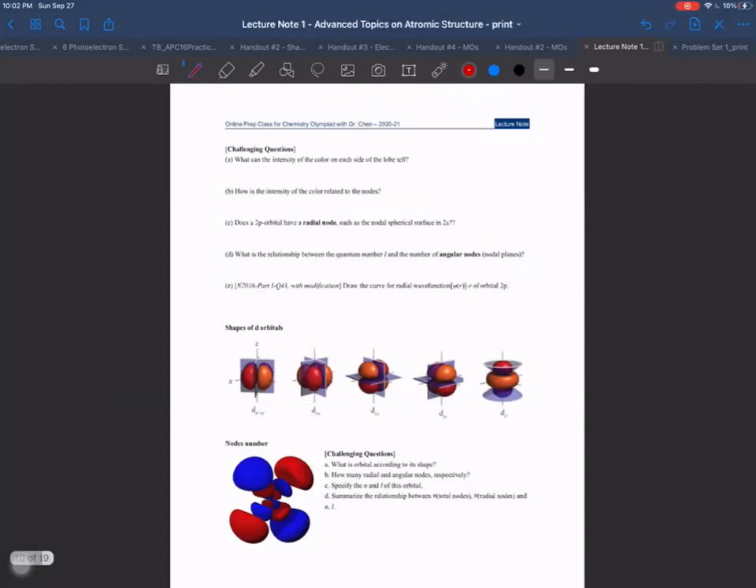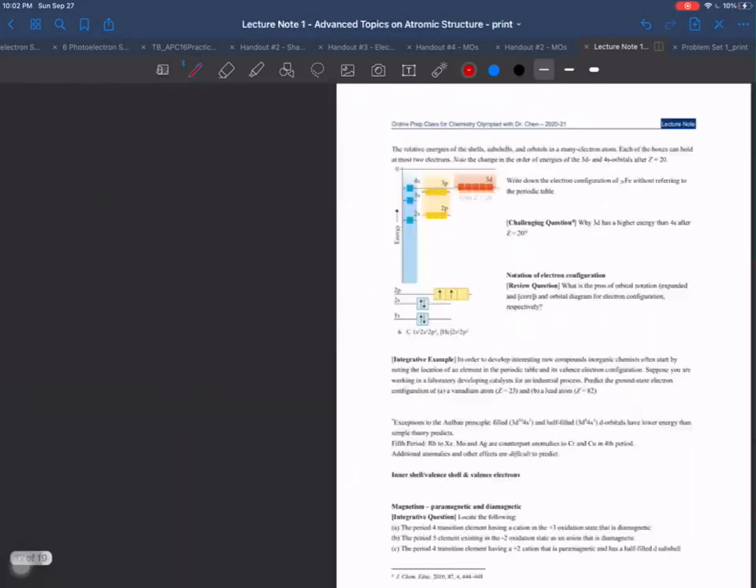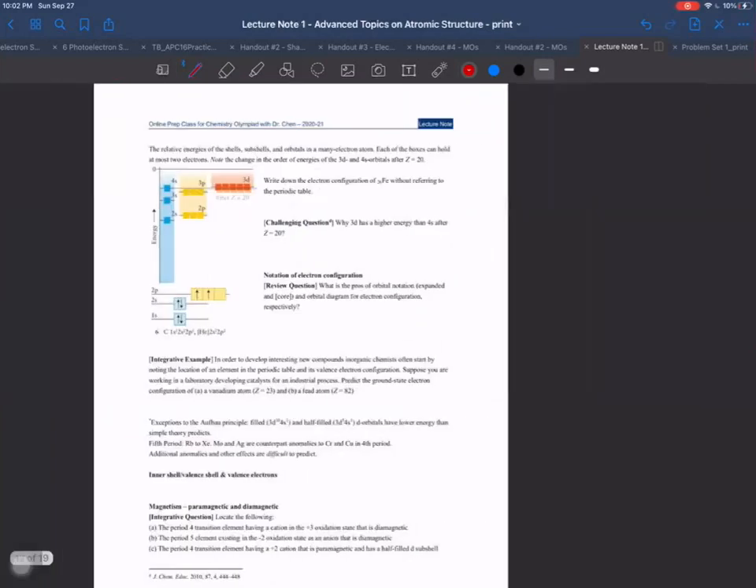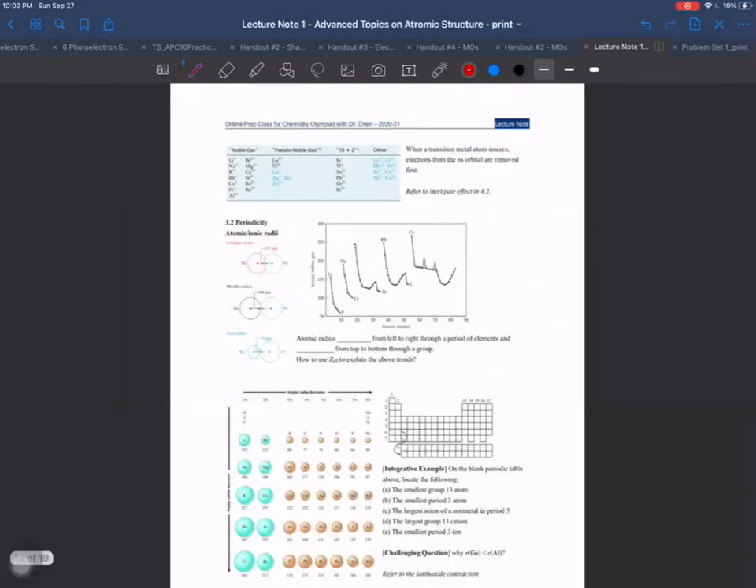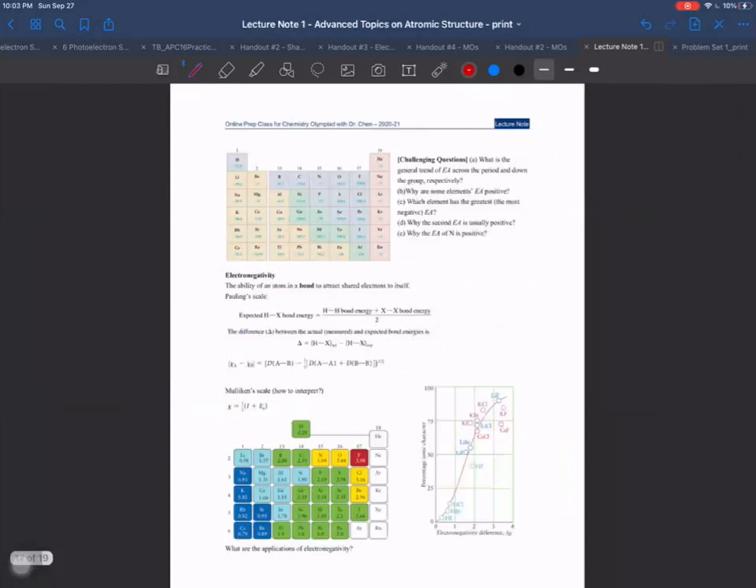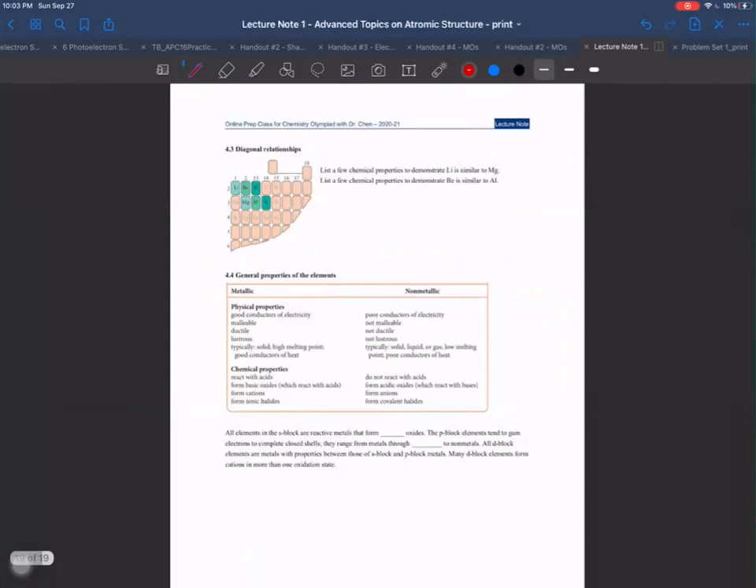Yeah, that will be our next class. In the third class, we are going to mainly talk about the periodic table, the periodic trends, and a few random things, including the ionization energy, the trends, the electron affinity, the electron activity, different definitions, the PES, photoelectron spectroscopy, the inner pair effect, and a few random things like the diagonal relationship.